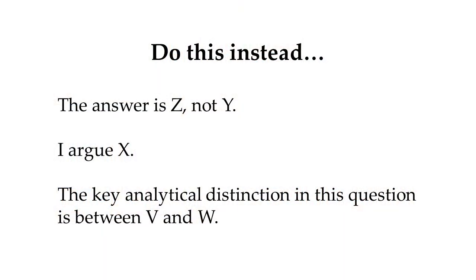The answer is Z, not Y. I argue X. The key analytical distinction in this question is between V and W. If you learn to summarise effectively in your own words, you will be able to put your essential points across more easily, and your argument will become clear to the reader.